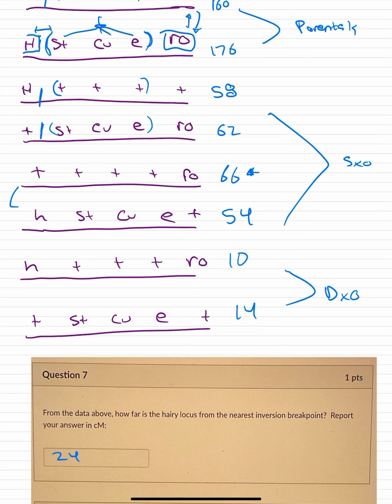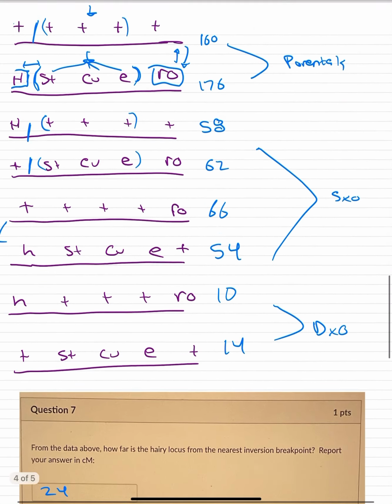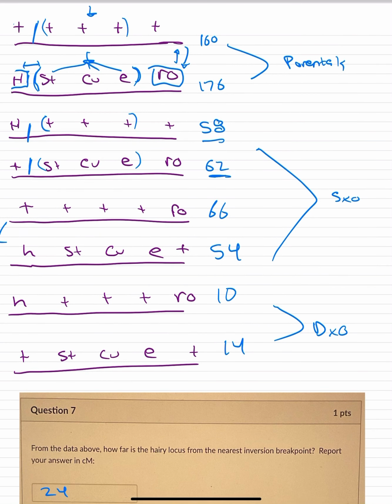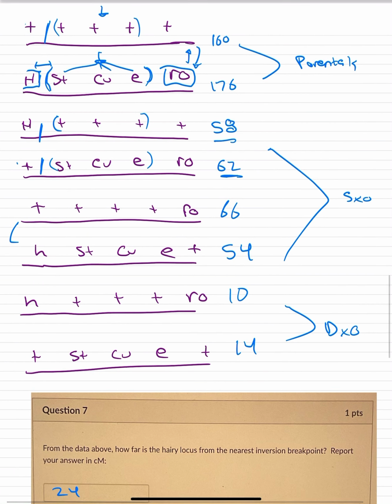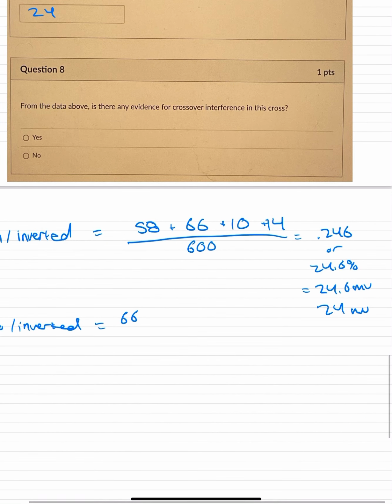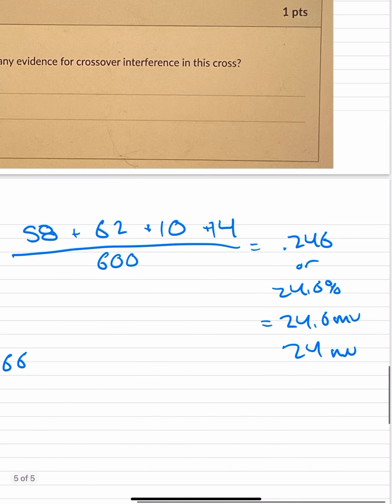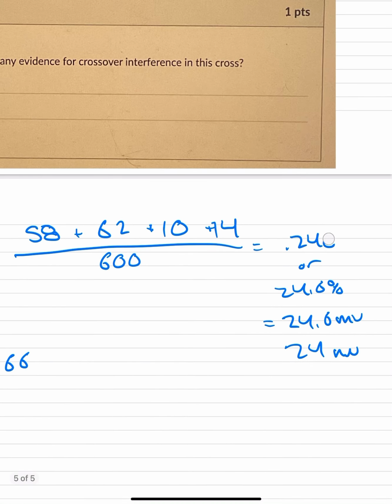Wait. Never mind. I was correct. I just wrote it wrong in this calculation. I put 58 plus 66. It should be 58 plus 62 because that's the crossover between H and plus. So this right here would have been 62. And that would have given us just 0.24, not 0.246.